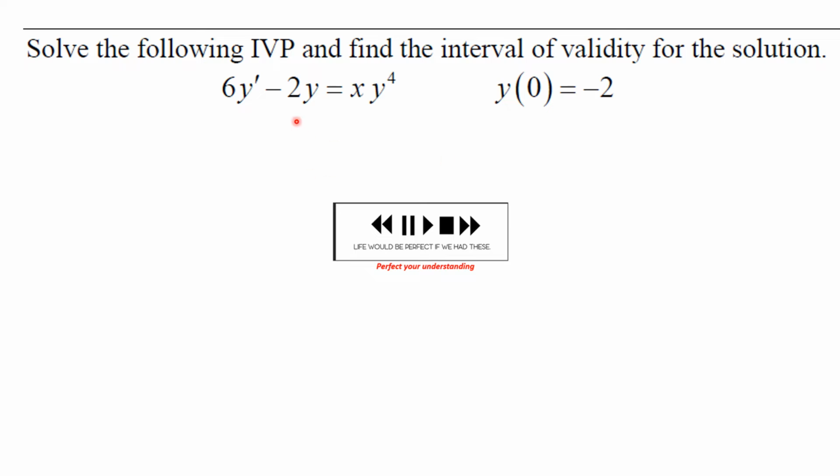Here's another problem for you to solve. Notice this time that the exponent is 4. You know what to do. Let's see how you did.